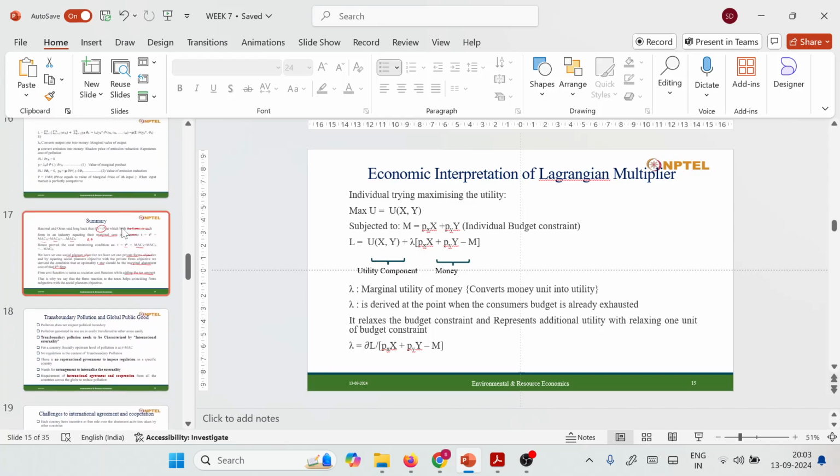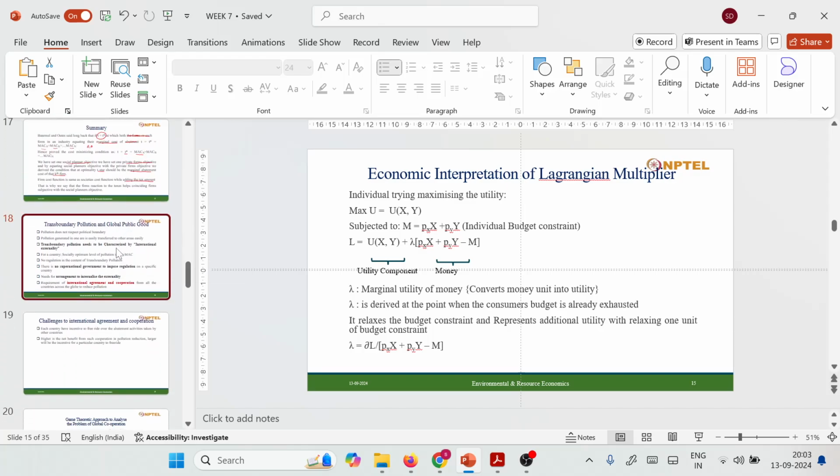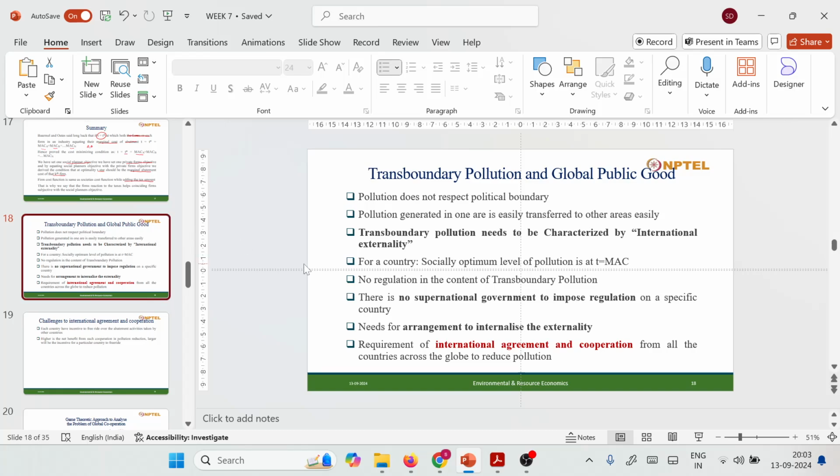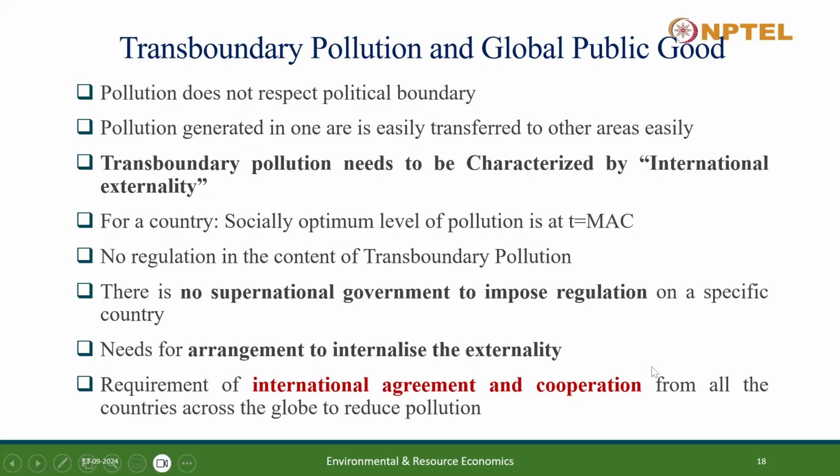Now I will move towards transboundary pollution and global public good. Till now, what we have said is that the regulator will either levy some tax on the emission, or the regulator will give some permit for each firm, and when the emission is higher than the permit, they will try to trade, right?